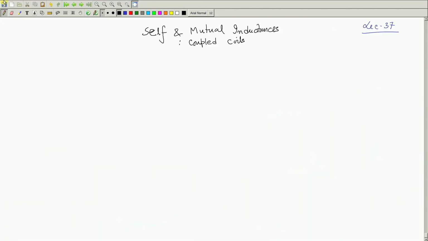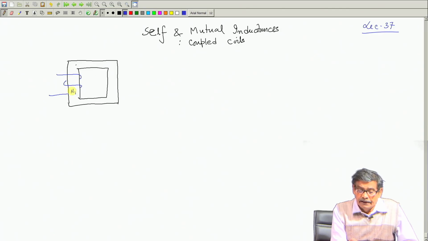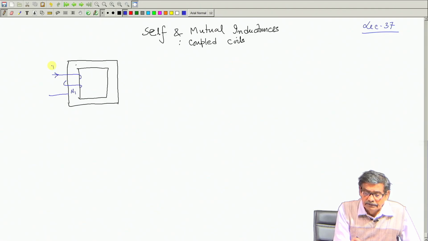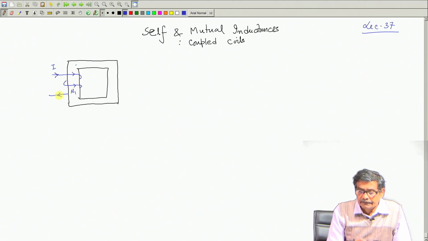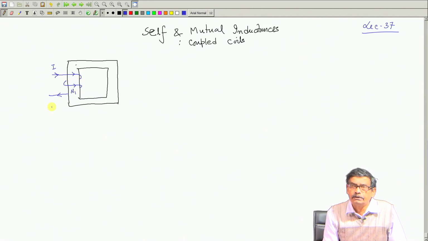Today, I will just define very basic things about that and also try to calculate the energy stored in coupled coils. Recall that if you have a magnetic circuit like this, suppose it is a magnetic material, and you have a coil with N1 turns, and if you pass some current through the coil, say a constant value of current, the current flows like this. In this way, if you draw, it means we are showing correctly the sense of the winding.